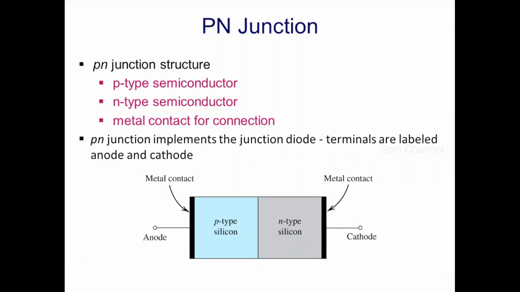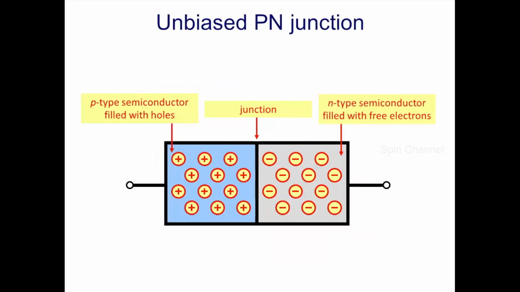Let us understand the operation of this junction diode in two different conditions. First, the open circuit condition, that is, when the terminals, anode and cathode, are left open. And second, the biased condition, that is, when a DC voltage is applied between the terminals. The process of applying DC voltage to the terminals of the device is called biasing a device. So first let us discuss an unbiased p-n junction diode, that is, when the terminals are left open.